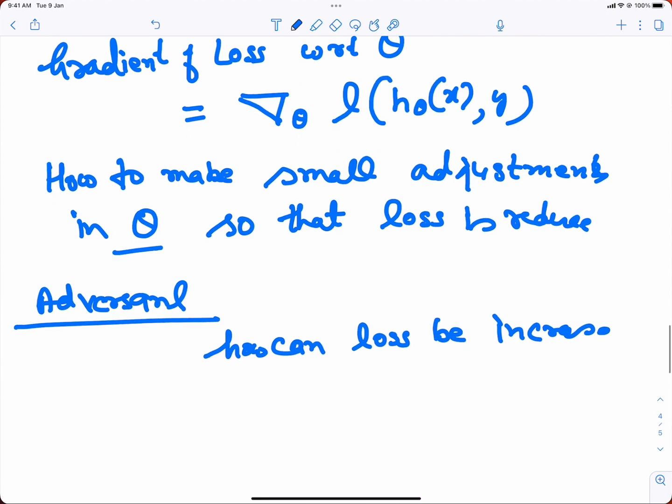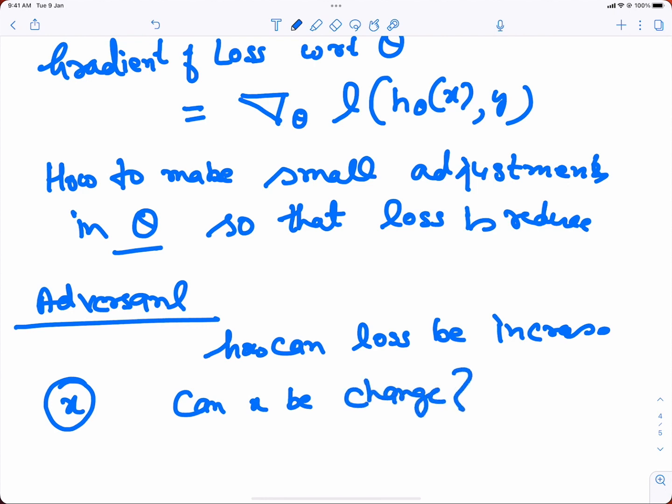But what is in the adversarial's control is the x. X is an input to the model. So h theta cannot be changed, but x can be changed. So the question is, can x be changed? And if x can be changed, then how can we change the x?